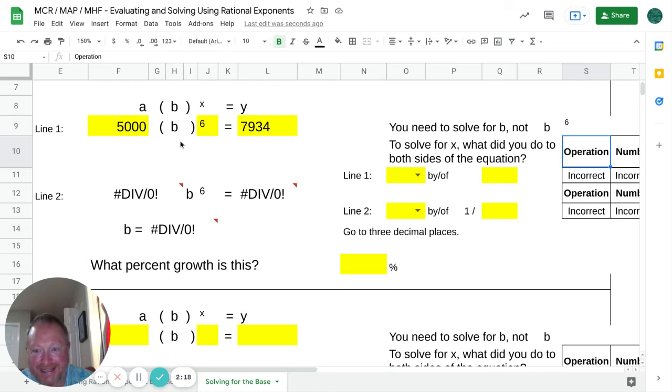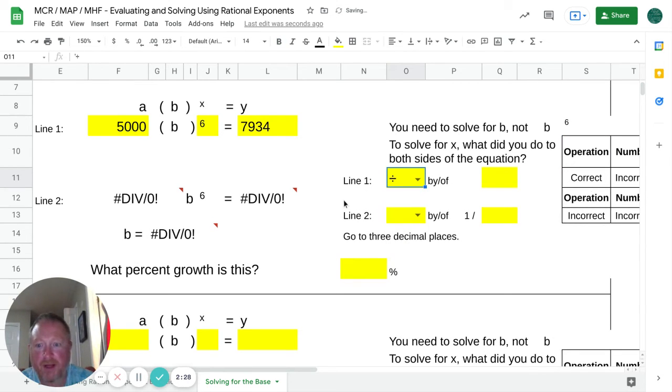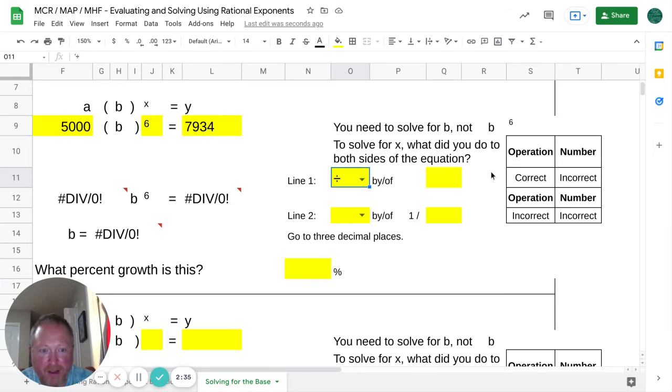First thing we want to do is isolate b to the 6. What's b to the 6 being multiplied by? It's being multiplied by 5,000. The inverse of that is to divide. So you go to your operations, down to where it shows divide. Another little thing I built in here is that it tells you whether or not you're correct. We're supposed to divide by 5,000, and the operation says it's correct.